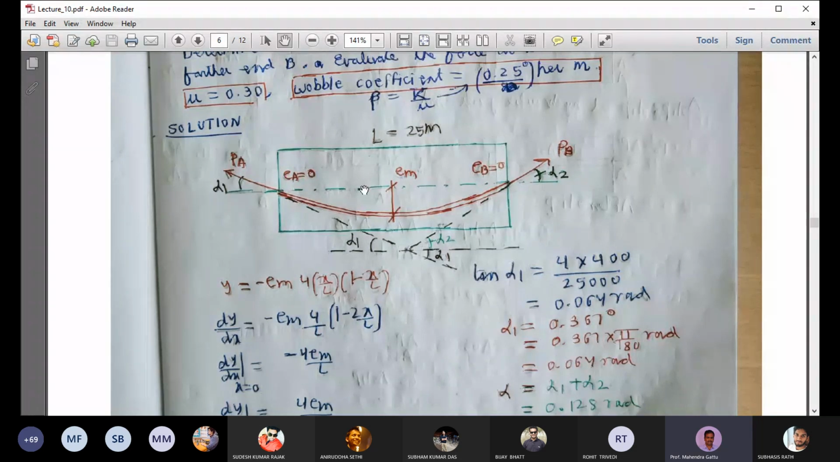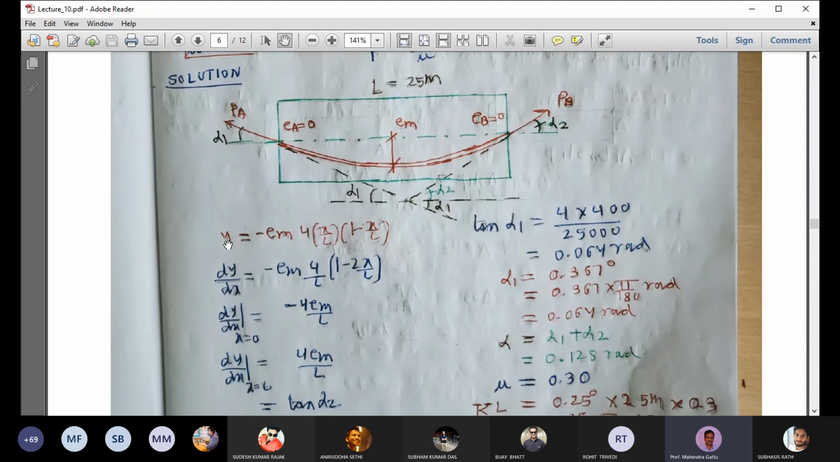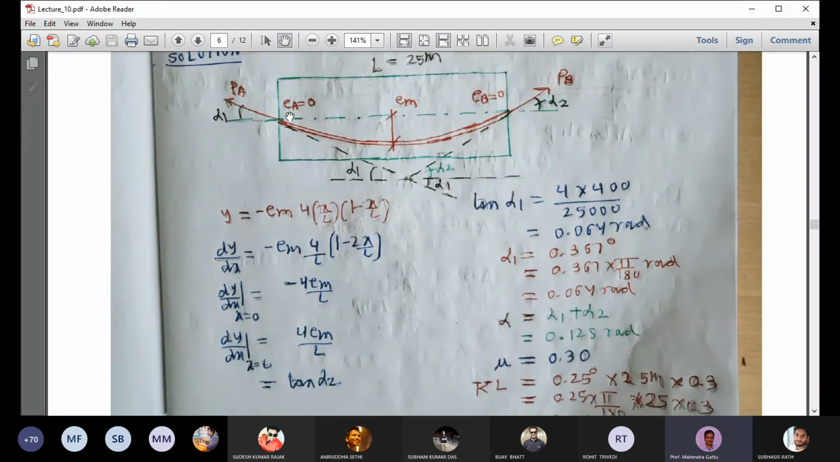To do that, we write the equation of the cable, and then we find the slope at point A, the slope at point B, and then we add those two slopes. We begin by writing the equation of the curve. Let's assume y is along this direction, and x is in this rightward direction. We already obtained the equation for the parabola, which is y equals minus em into 4x by l into 1 minus x by l. At x equal to 0 it is 0, and at x equal to l also it is 0. And at the center l by 2, it is 4 into 1 by 2 into 1 minus 1 by 2, so 4 into 1 by 2 into 1 by 2 will cancel, and we get minus em.